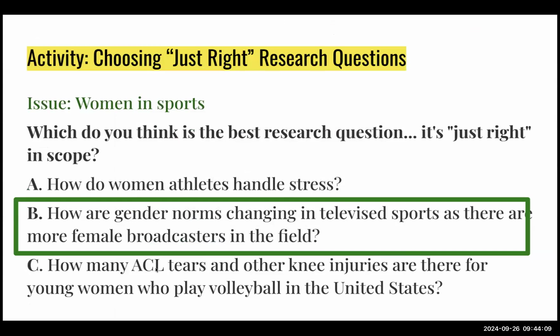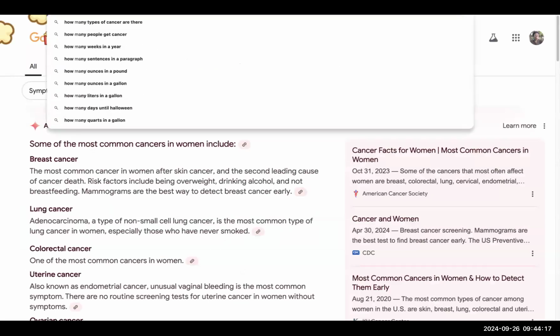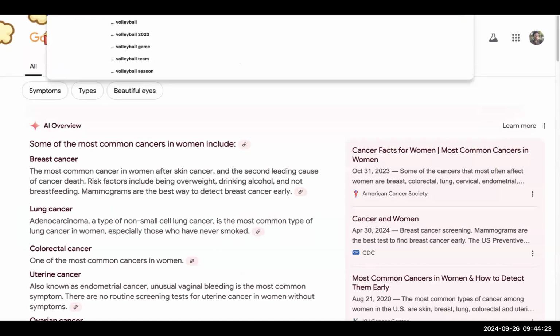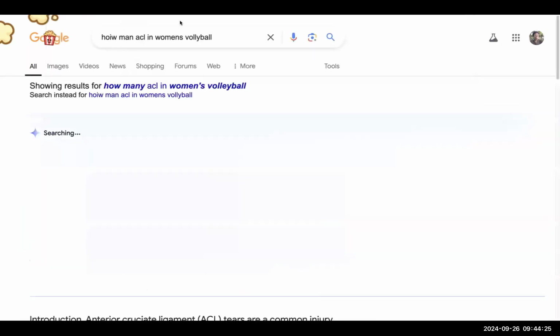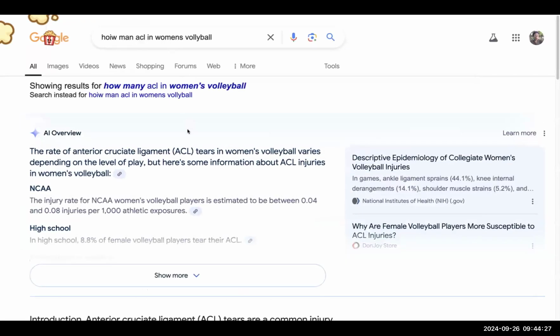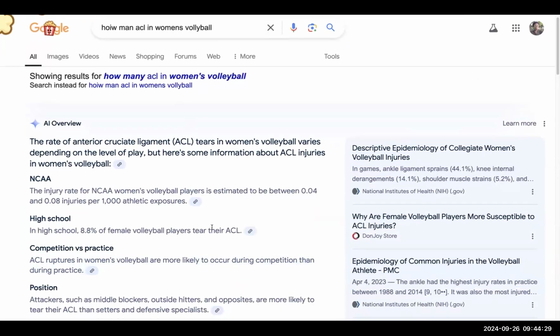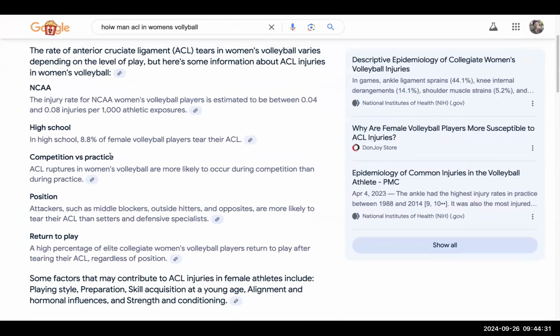C, for folks who put C, C is our narrow one. So C is literally something that I can Google. So how many ACL tears? That's a number. So there's your number. So again, when it can be answered with a fact, it's too narrow. I literally can Google this and they can give me this number.